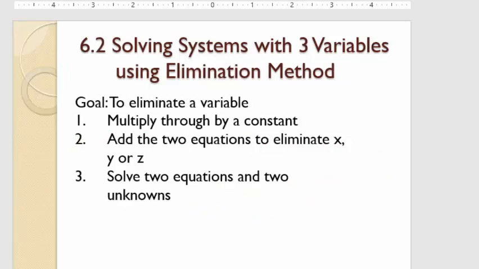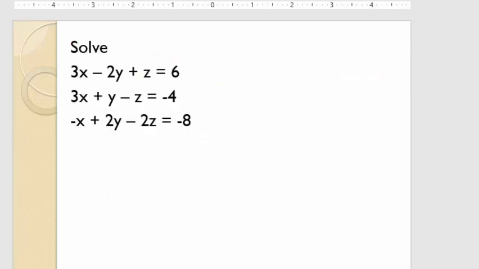In 6.2, we're going to be solving systems with three variables using the elimination method. Those three variables are going to be x, y, and z. So instead of a two-dimensional plane of x and y, you're actually going to have a three-dimensional space of x, y, and z. Our goal in solving these three systems is going to be to eliminate a variable. We're going to multiply through by a constant or a number. We're going to add two equations at a time to eliminate either x, y, or z. And then we're going to solve two equations and two unknowns. So let's look at an example.